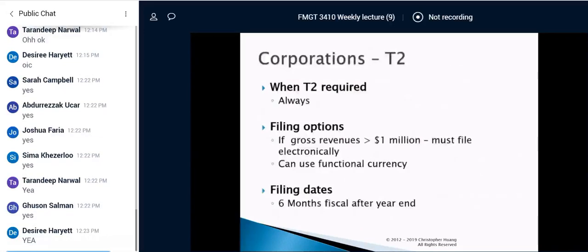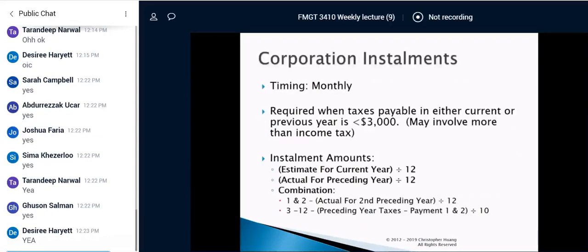Okay. Anyways, just so you know, why is it that for the second preceding year or combo method, it's only the first 2 payments in the year? For most corporations, if you have a balance owing, you look at the installments paid during the year and your final tax bill, and you have to make that final payment by the end of the second month after the end of your tax year.